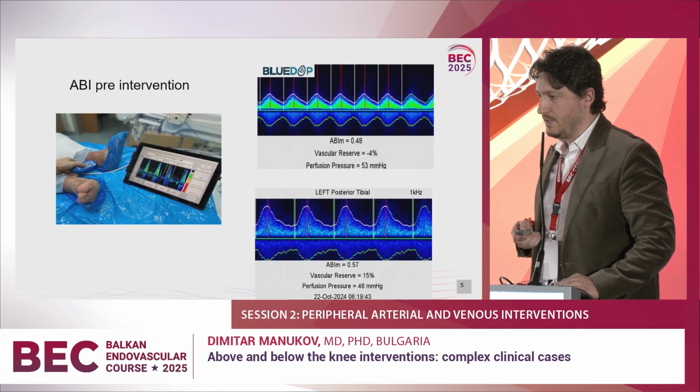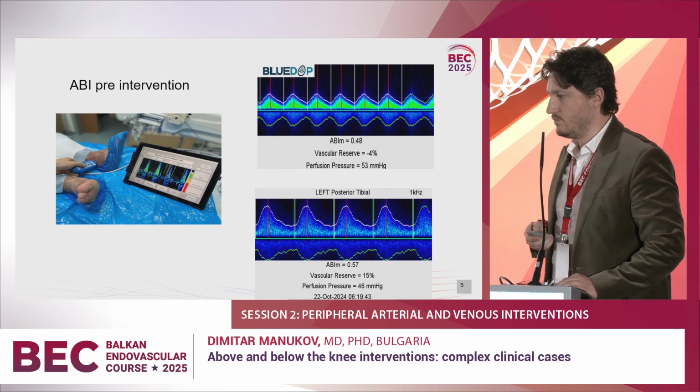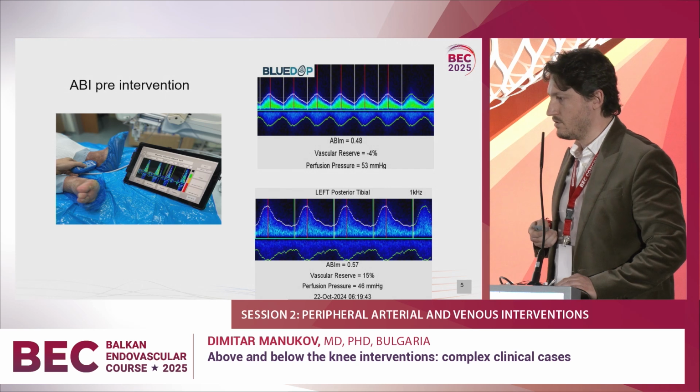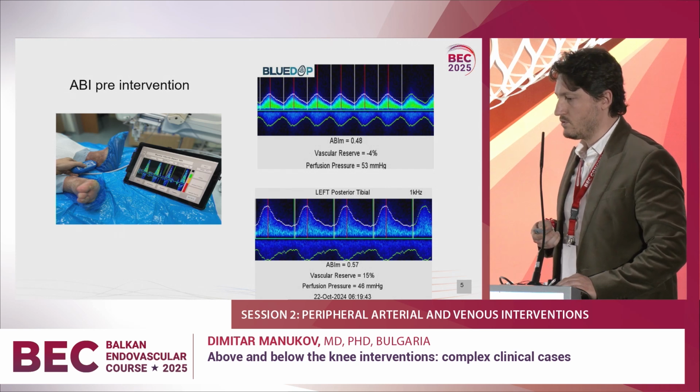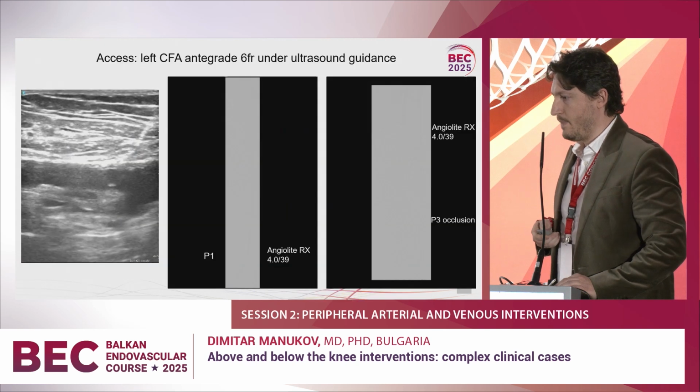Quickly to the ABI indexes, we measure it with the Blue Dot device, very useful. We measure it at the level of the foot, which gives us information not only about the ABI but also the vascular reserve and the perfusion pressure. So really helpful to identify a critical limb ischemia, for example.